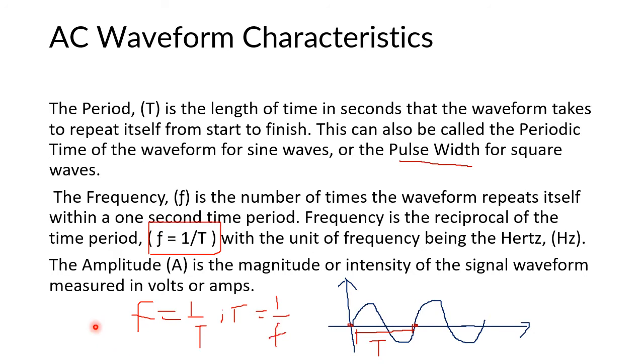The third one is the amplitude. The amplitude is the magnitude or intensity of the signal waveform measured in volts or amperes. So the amplitude means the peak value, from the start point to the peak point. This value we call the amplitude.